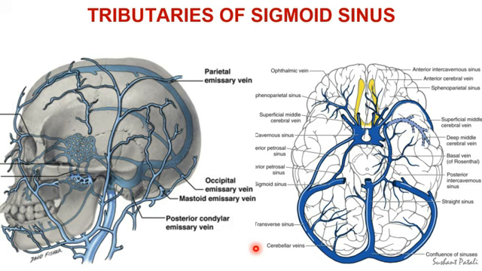Sigmoid sinus basically has four tributaries. The first one is the mastoid emissary vein, which communicates the sigmoid sinus with the posterior auricular vein. The second tributary is the condylar emissary vein, which connects the sinus with the suboccipital venous plexus. The last two are the cerebellar veins and the labyrinthine veins.